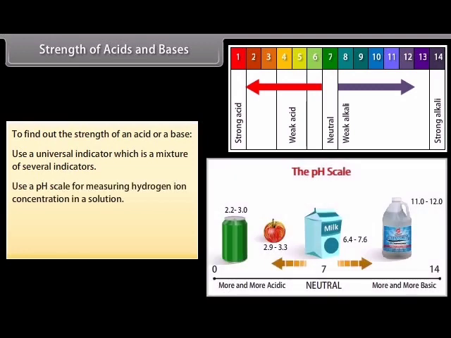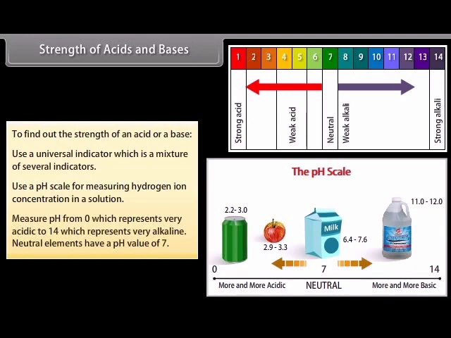We use a pH scale for measuring hydrogen ion concentration in a solution. We measure pH from 0, which represents very acidic, to 14, which represents very alkaline, and neutral substances have a pH value of 7.